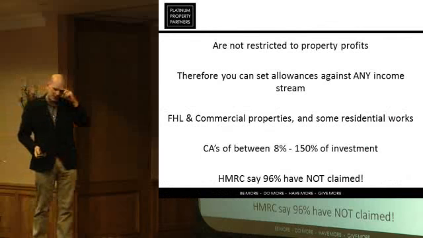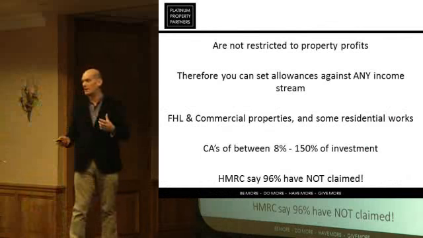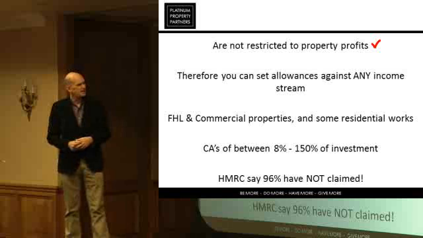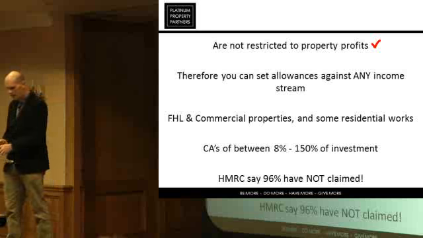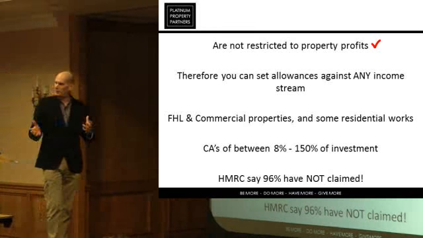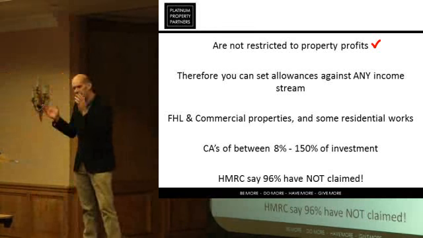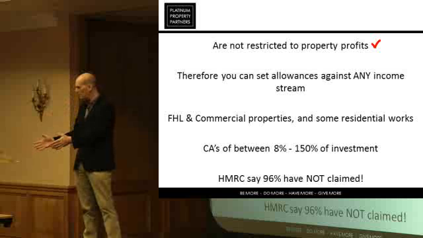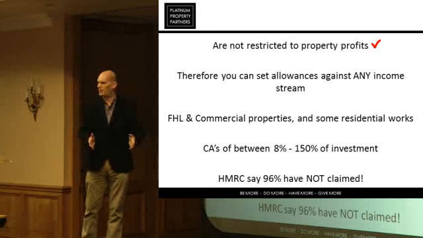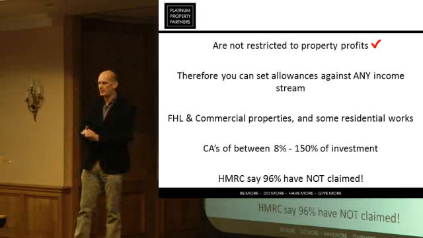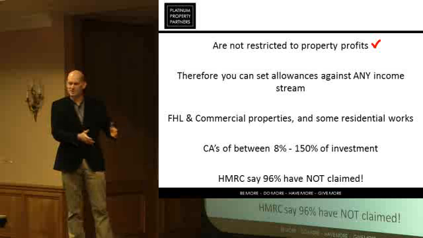So there's a few things we should know about capital allowances. First of all, it's not restricted to property profits. So, what does that mean? Well, you might have lots of different income streams. You might have income from property on one side. You might have dividend income. You might have a job. Anybody got a job? J-O-B? Yeah, well done. You pay income tax on those jobs.